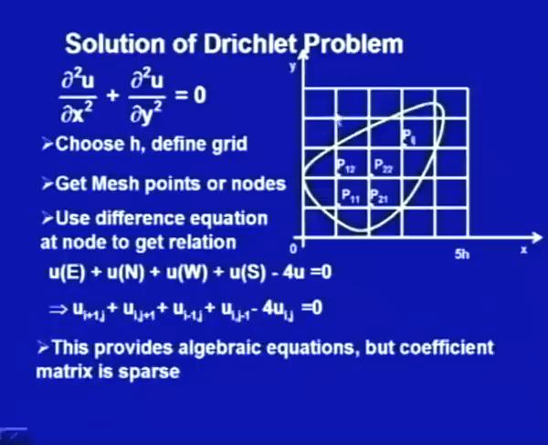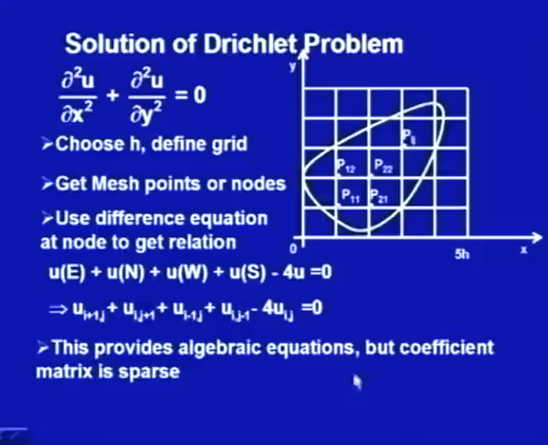So, we use these relationships as well as the boundary conditions to get the algebraic equations. The coefficient matrix, as we said, we find would be 0 1 0, 1 minus 4 1, and 0 1 0, like that at u i j. If I write out all the points in which we are interested, we will get more zeros than non-zeros. So, the coefficient matrix has more zeros than non-zero entries. This kind of matrix we call sparse.